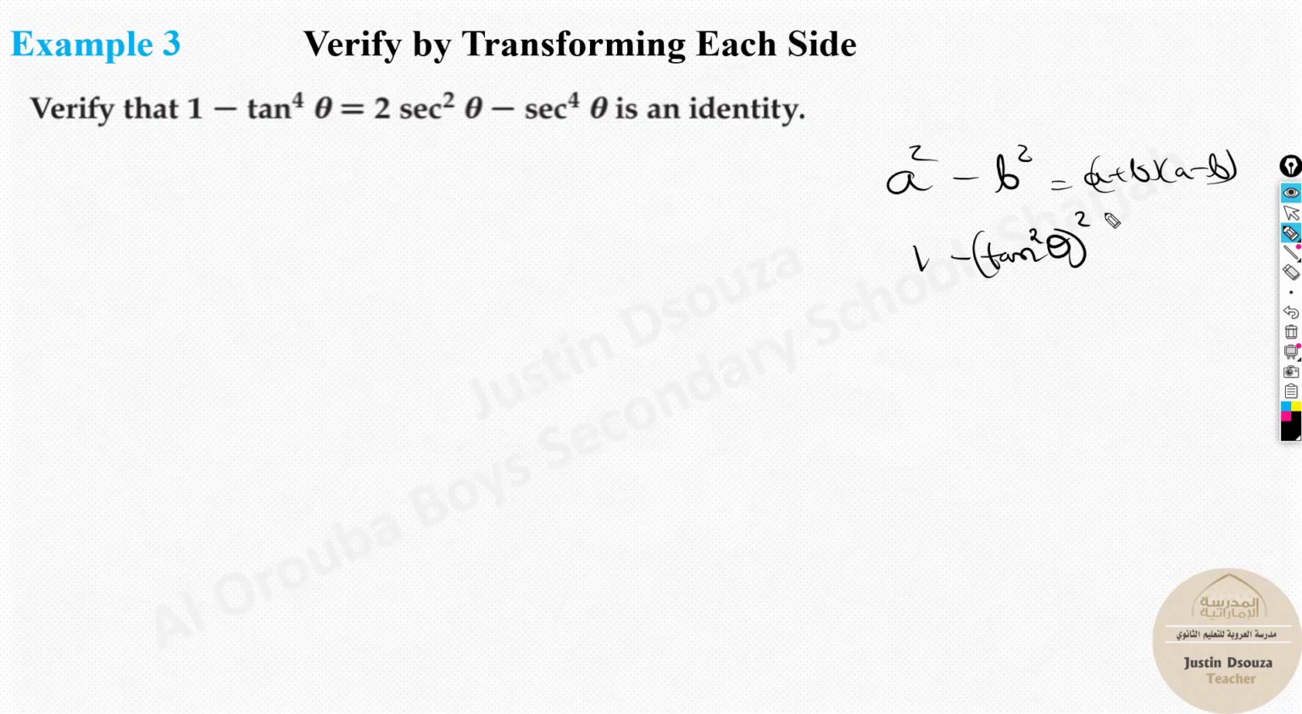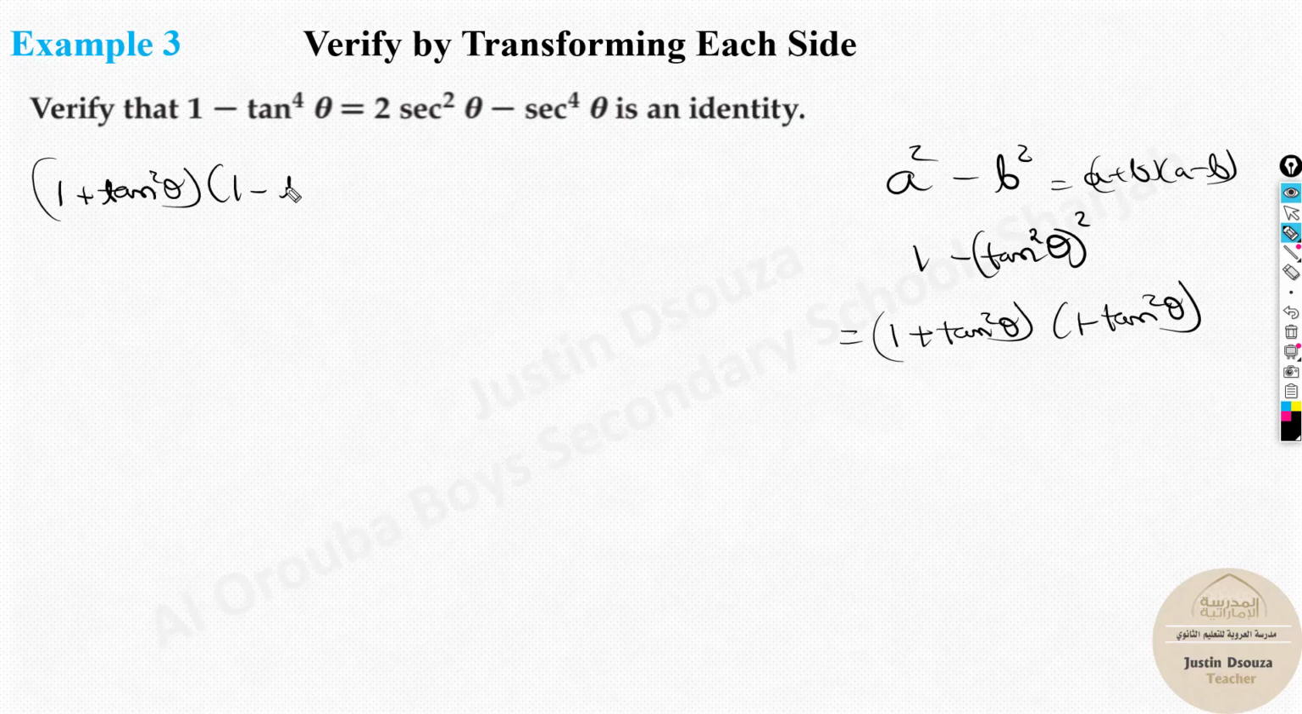Okay, this means it's power 2, again power 2. So this is what I got, tan square theta the whole square. This is 1 square. Now I can apply this as 1 plus tan square theta times 1 minus tan square theta. This is the simplification for this. It will be 1 plus tan square theta times 1 minus tan square theta.